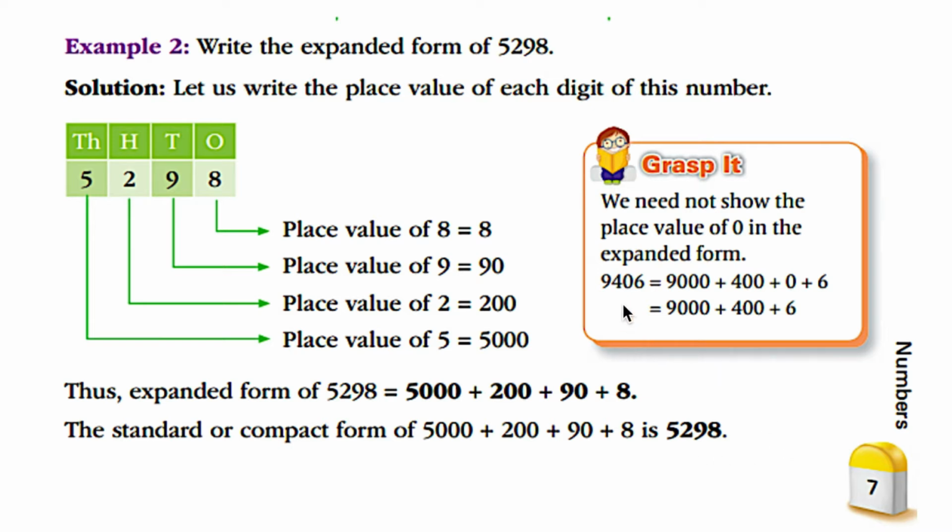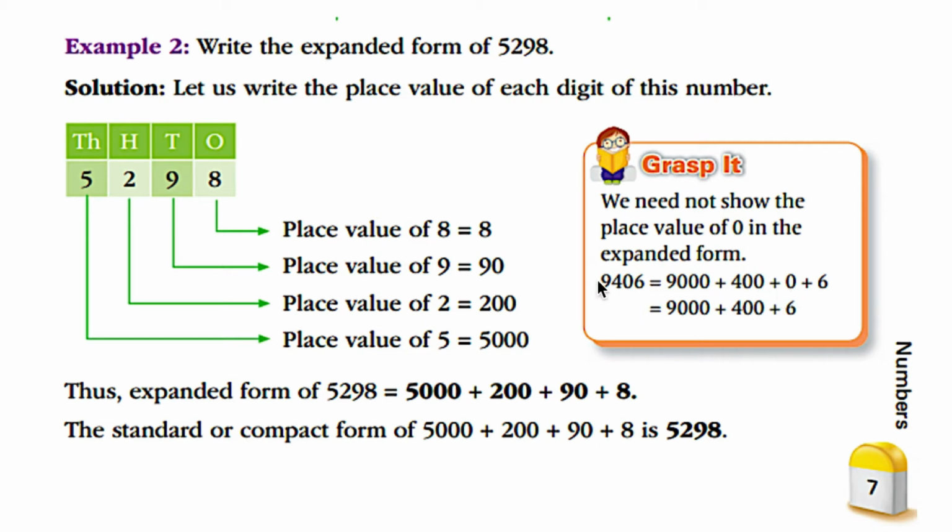Now students, look over here in this Grasp It section. We need not show the place value of 0 in the expanded form. So look over here, we have this number 9406. Starting from thousands place, we have 9 thousands over here. So 9000 is the place value of digit 9, 9 followed by 3 zeros. Then add, we have 4 hundreds. So 400 is the place value of digit 4 over here.